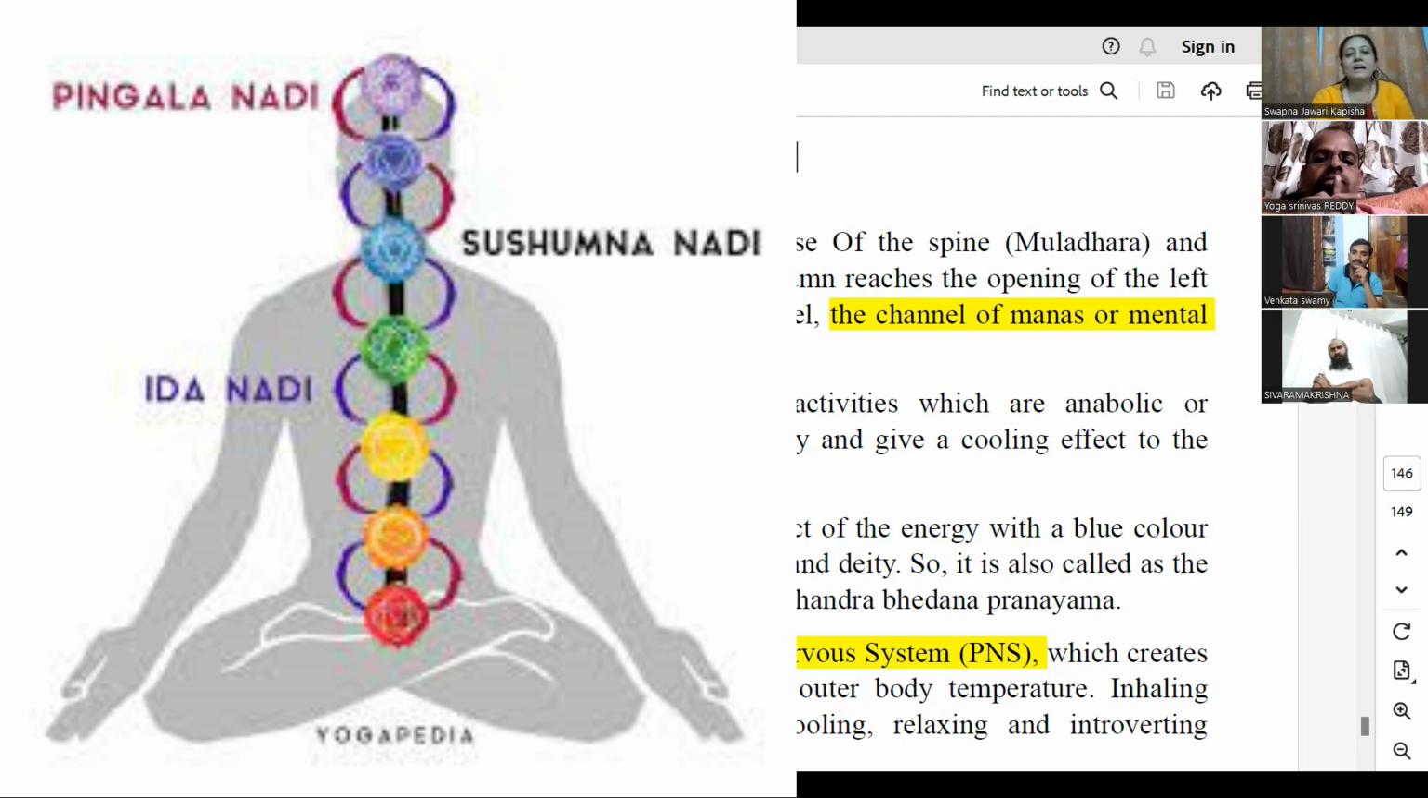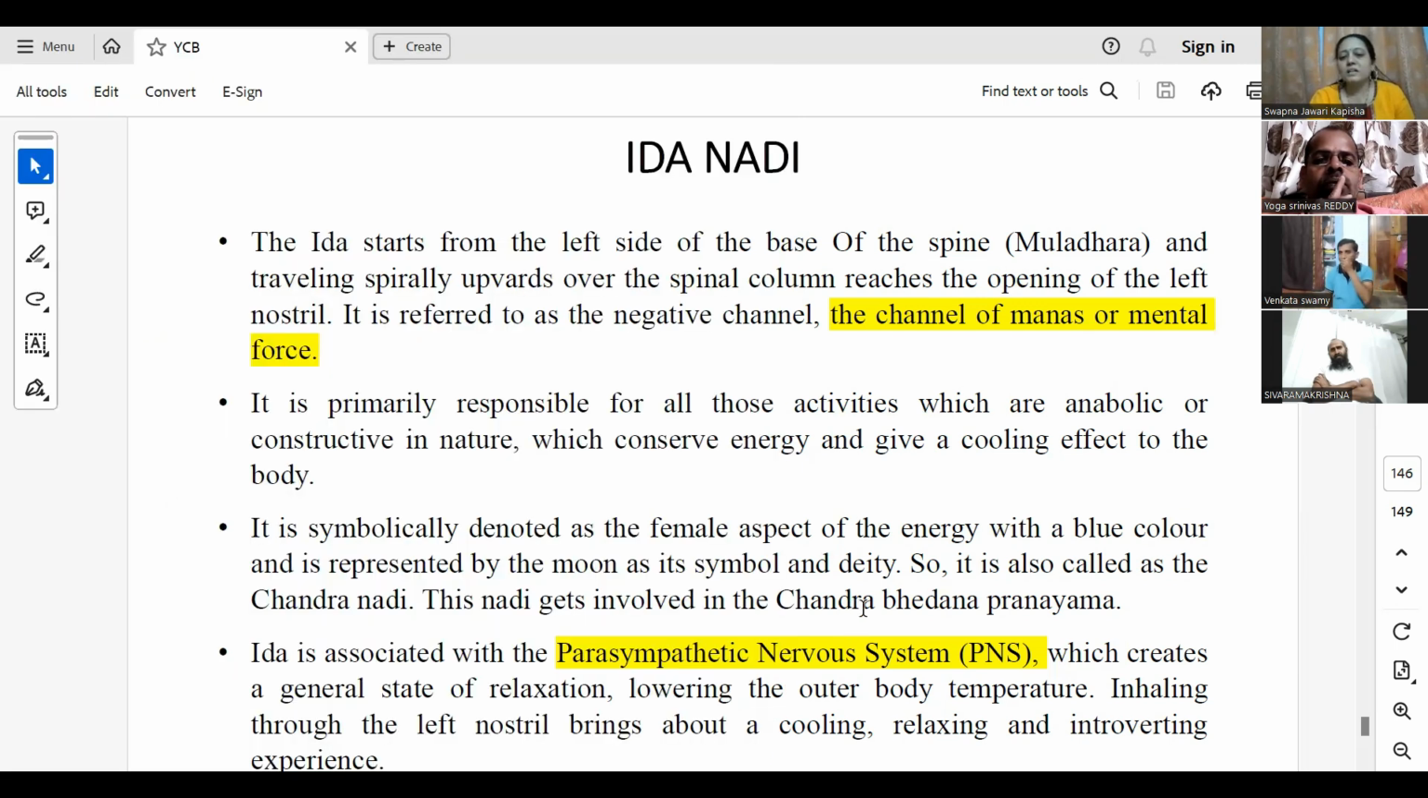One is Ida Nadi, which is equivalent to the parasympathetic nervous system, and it is involved in Chandra Vedana pranayama. To give a cooling effect, Ida Nadi should be used. It is referred to as the negative channel, the channel of manas, or channel of mental force.